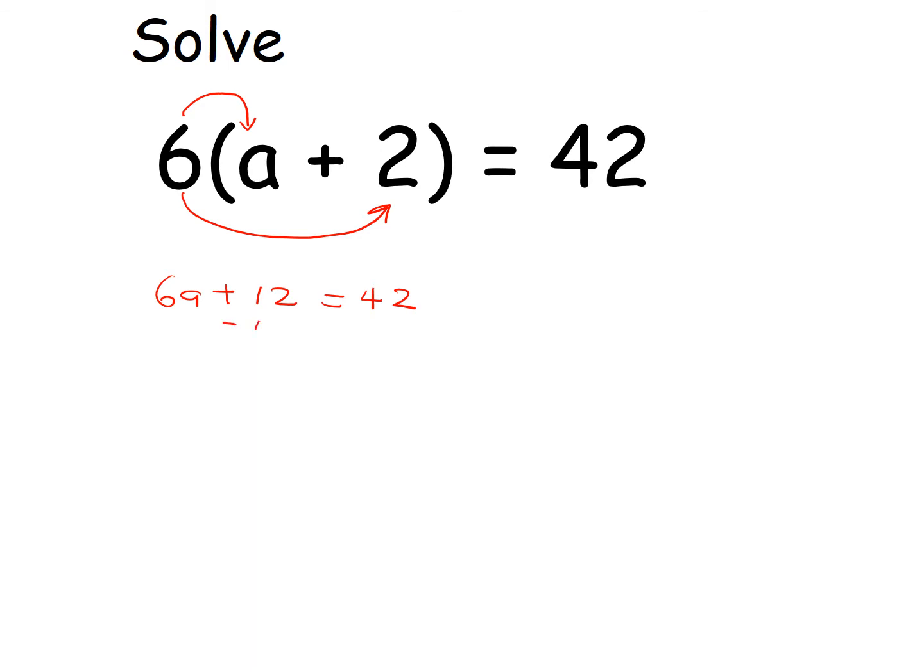Take away 12 from both sides. You end up with 6a. 12 take away 12 is 0, equals 42 take away 12 leaves us with 30. Now divide by 6 so that we can solve for a. 6a divided by 6 is a, equals 30 divided by 6 is 5. So a is 5.